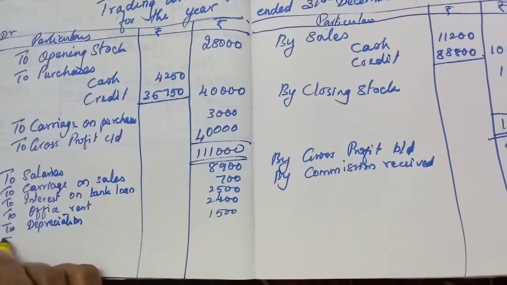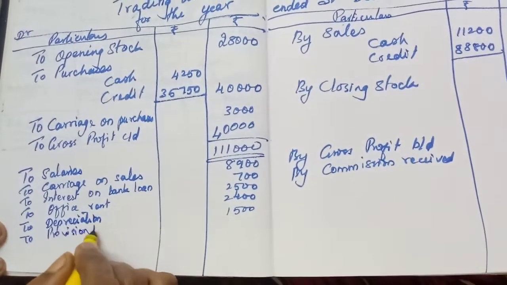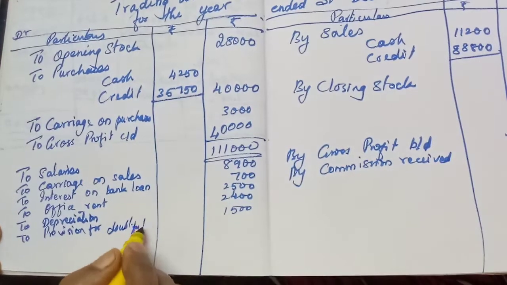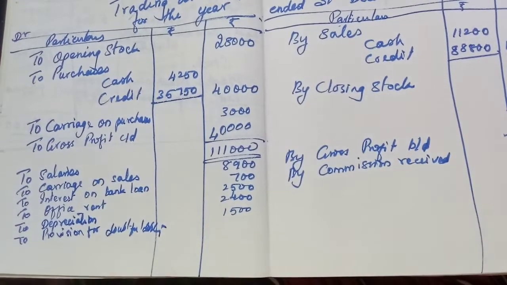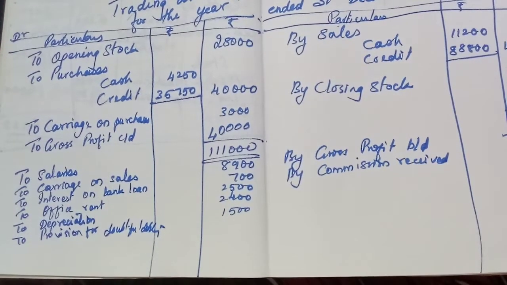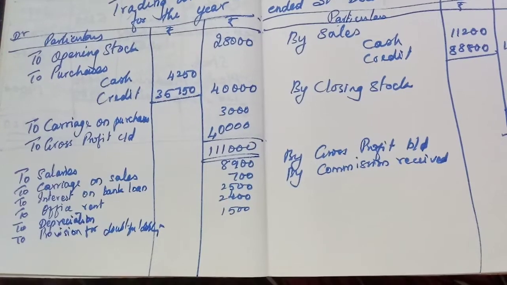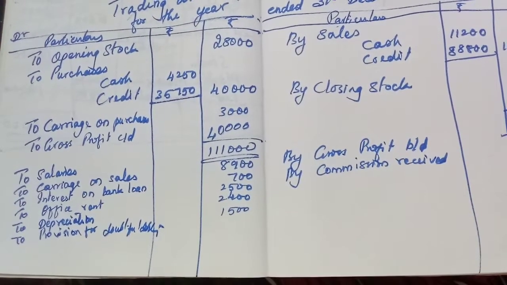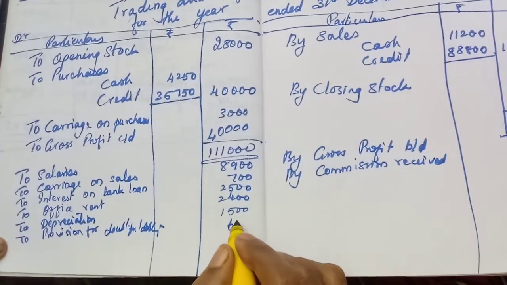Then provision for doubtful debts. Provision for doubtful debts should be calculated on which amount? The debtors. How much is the debtors? 60,000. Closing balance only you have to take. In 60,000, what will be 1%? You have to deduct 20. So we will get only 600.